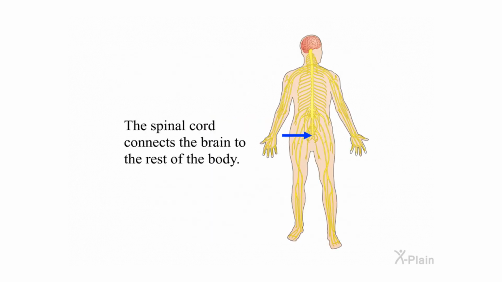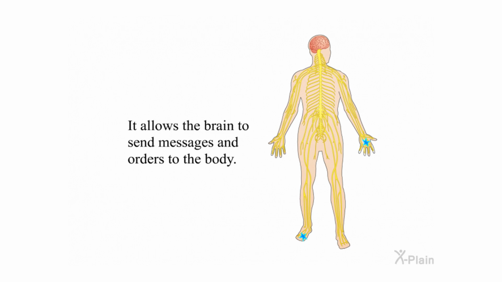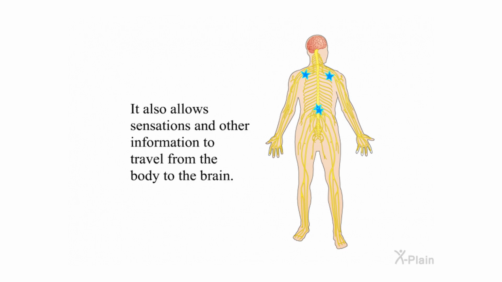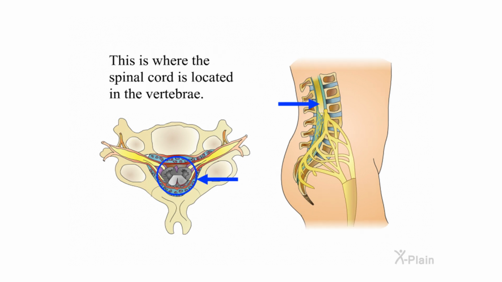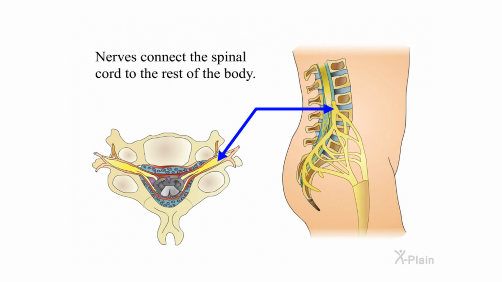Anatomy. The spinal cord connects the brain to the rest of the body. It allows the brain to send messages and orders to the body. It also allows sensations and other information to travel from the body to the brain. This is how the spine looks if you cut it across the middle. It is known as a cross-section view. This is where the spinal cord is located in the vertebrae. Nerves connect the spinal cord to the rest of the body.